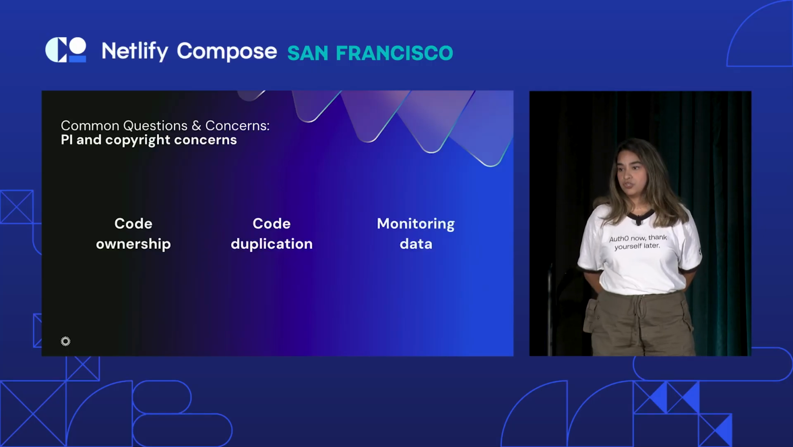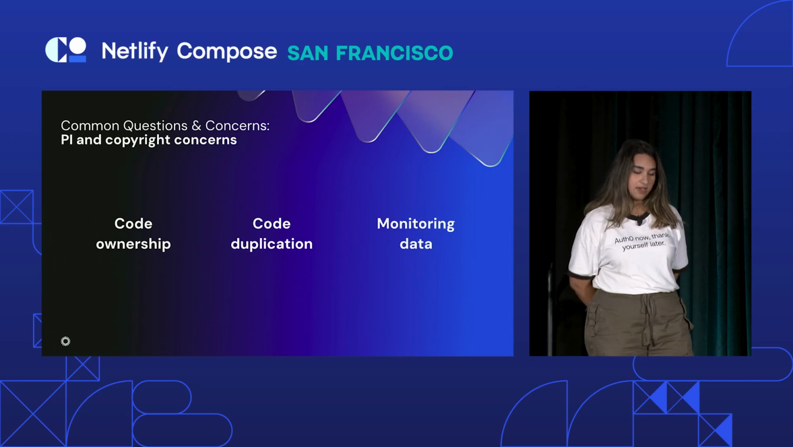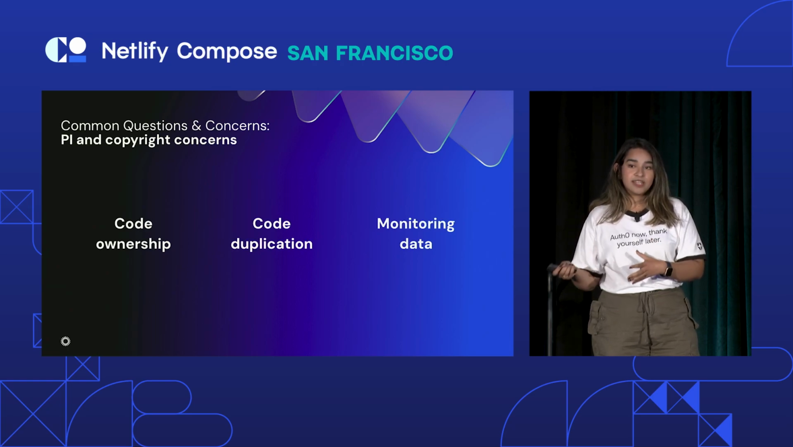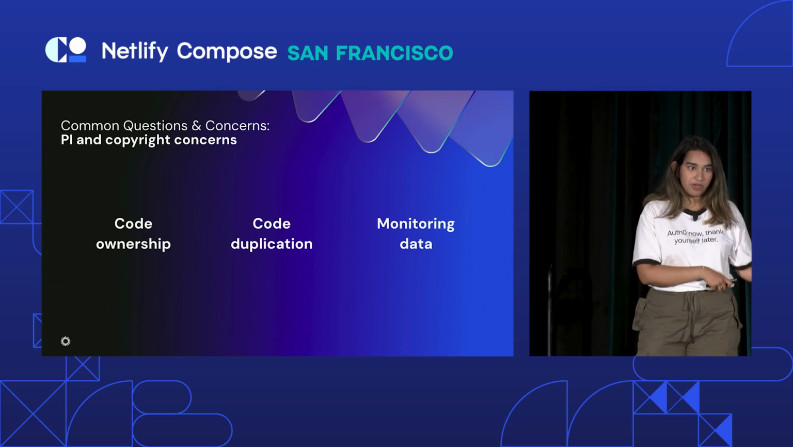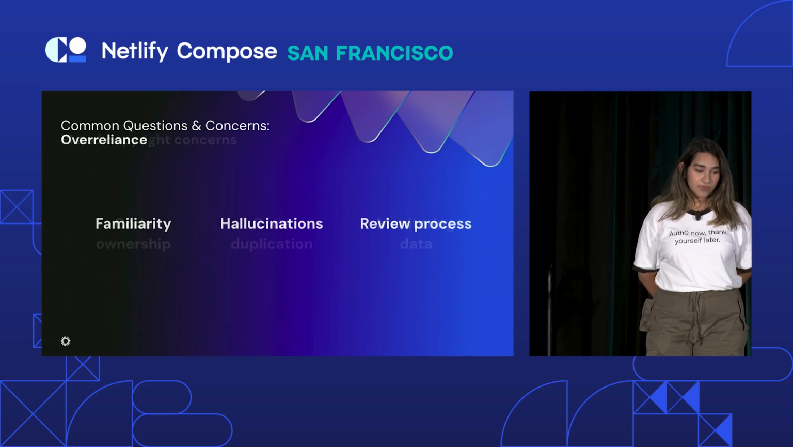Code duplication is, how do you know that that same piece of code is not being given to your competitors? Could you run into any issues there? Maybe not, and maybe that's a risk you're willing to take. And monitoring data. So if your customers start using your AI tools and they happen to feed it information about their own data, how do you know that that's not then being shared with your competitors or other folks in the industry? How are you protecting them?